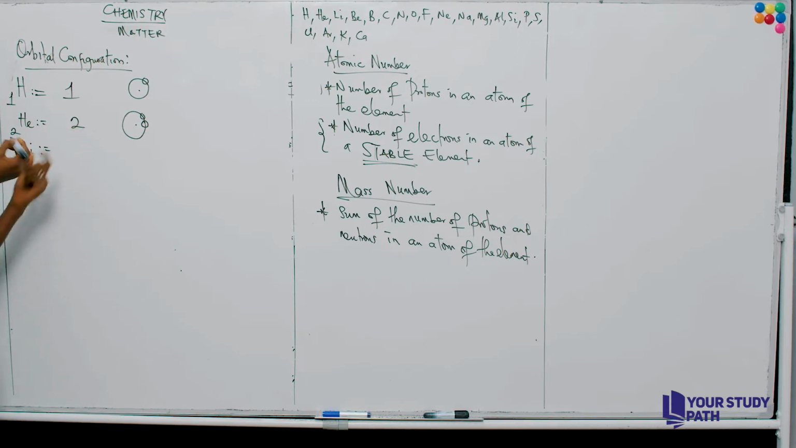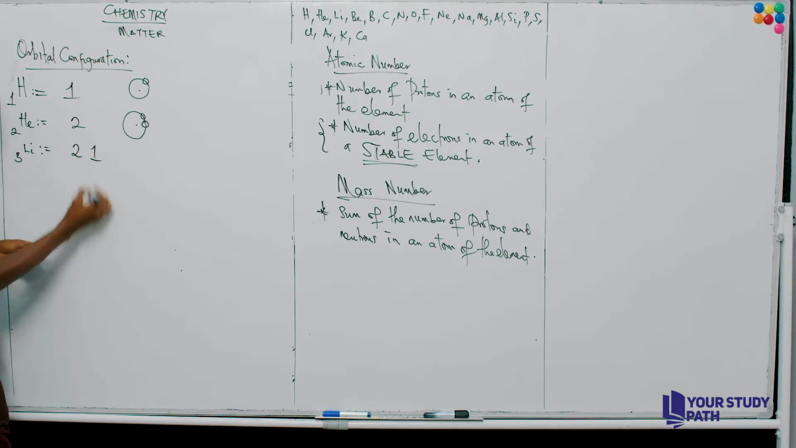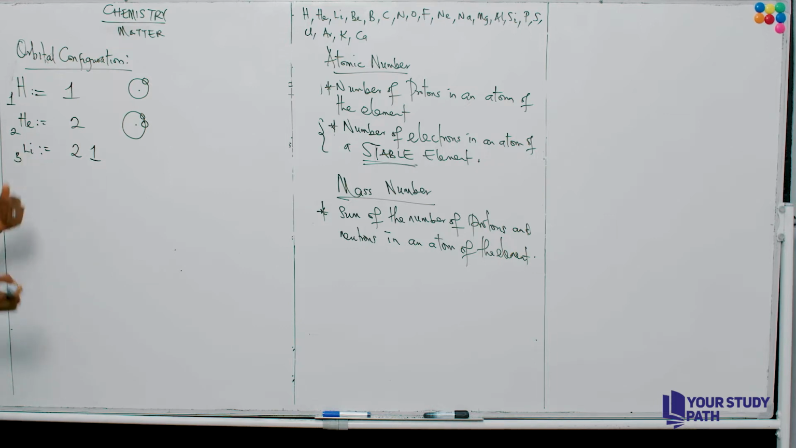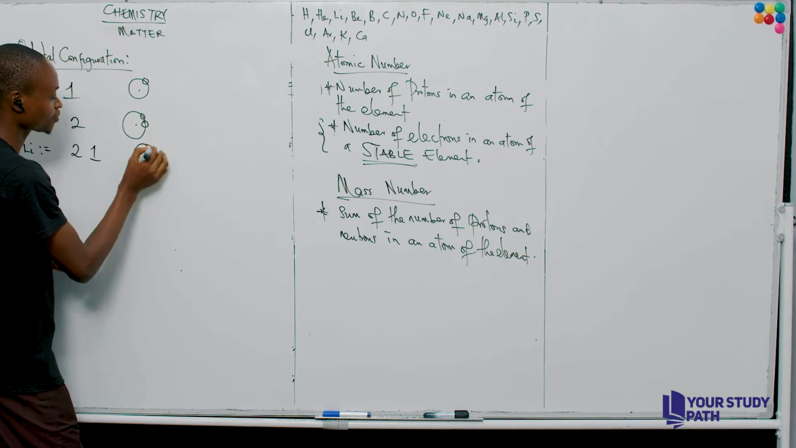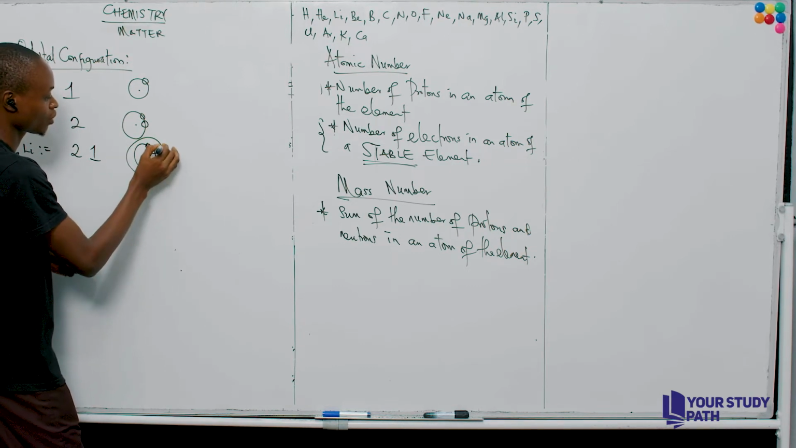Here we have 3 electrons. How do we classify it? The first shell is complete, 2. Then we move to the next shell. 1, 2, 1. This is the orbital configuration for lithium. How do we write that? 2, and then the next shell, 1.